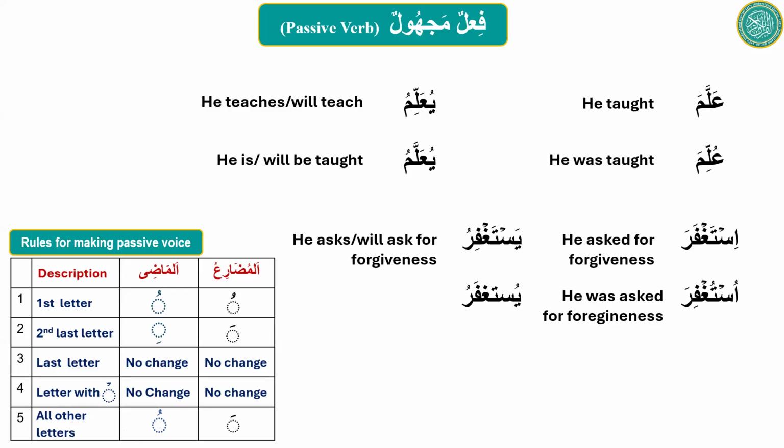Letters with jazm, that is seen and ghain. They will both have no change, so they will remain jazm, and all the other letters will become fatha. So that is ta. Read it.